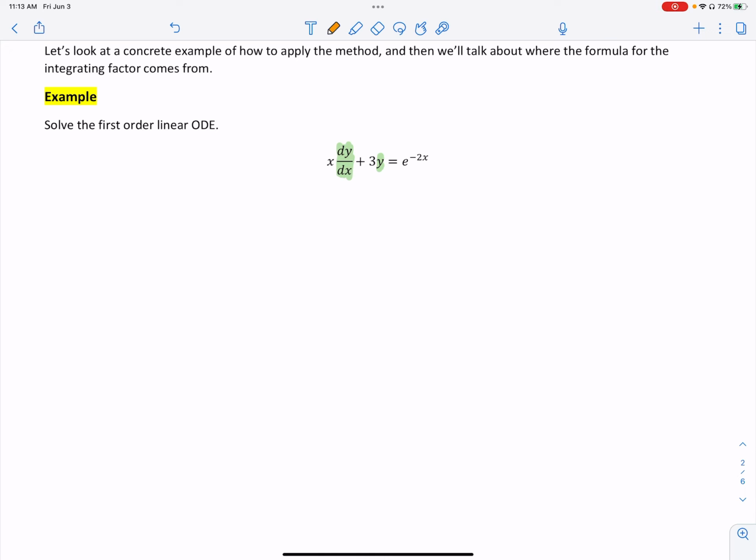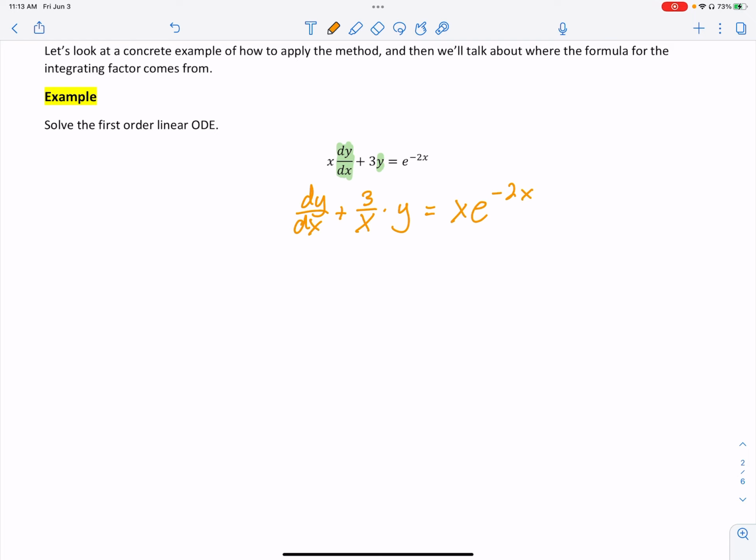The numbers out front are x's. Now, with the method above, as I mentioned, we want it in standard general form. So we don't want that x there. So I'm going to divide everything by x. So I get dy/dx plus 3 over x, and I keep that y by itself. And then we get x e to the negative 2x.